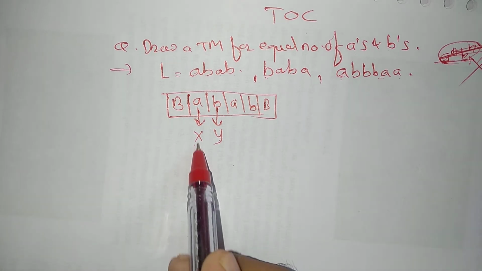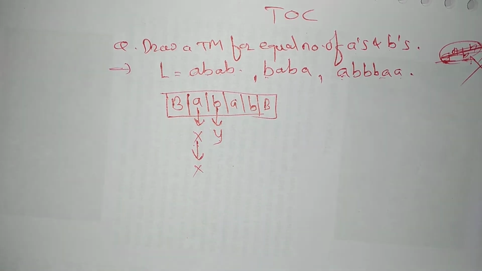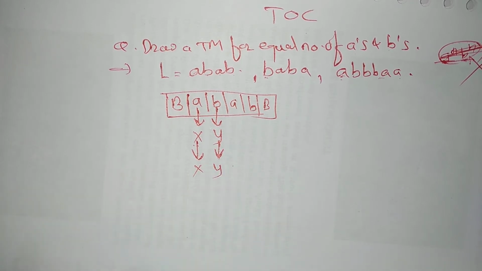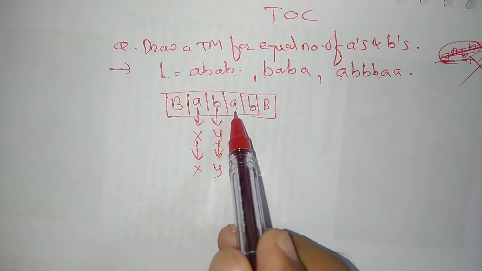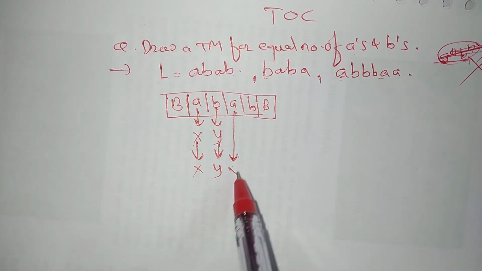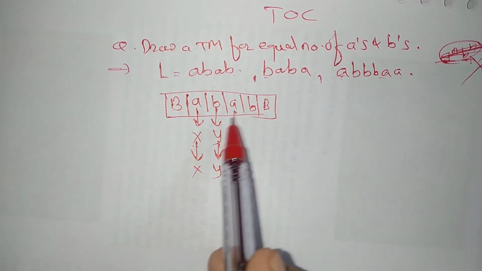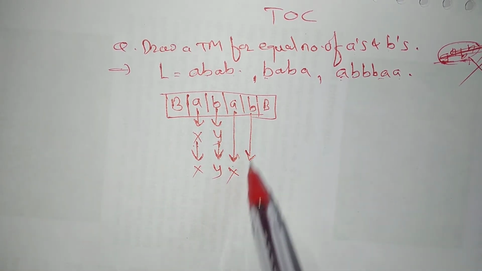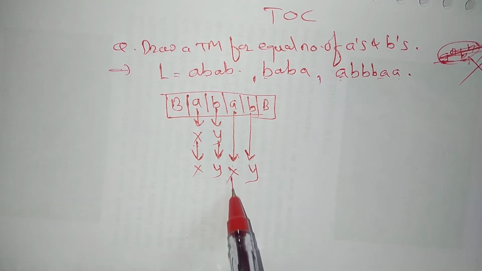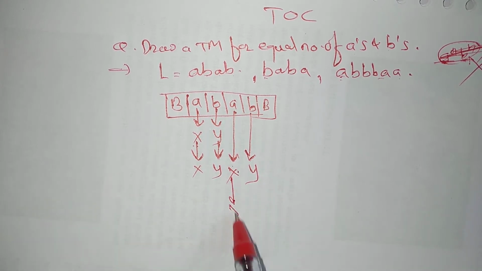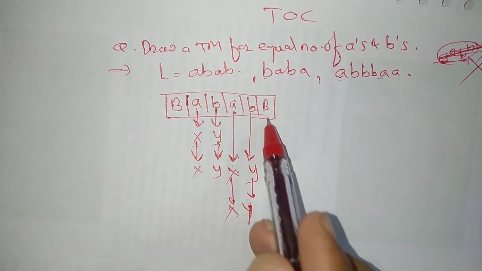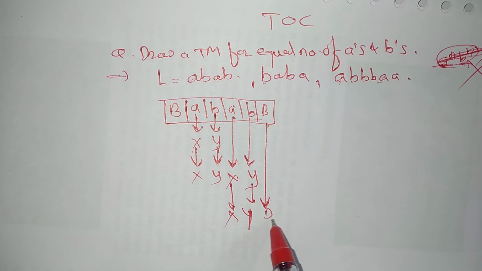On the left side, what do I have? X, replace with X itself. While going to the right, what do I have? B, Y. Y replace with Y itself. Now whenever the first X occurs, it will be replaced with X. Go to the right side. While going to the right side, what do I have? B. Replace with Y. Come to the left side. X replace with X. After that, Y replace with Y. And I will have blank. Blank replace with blank and then stop.